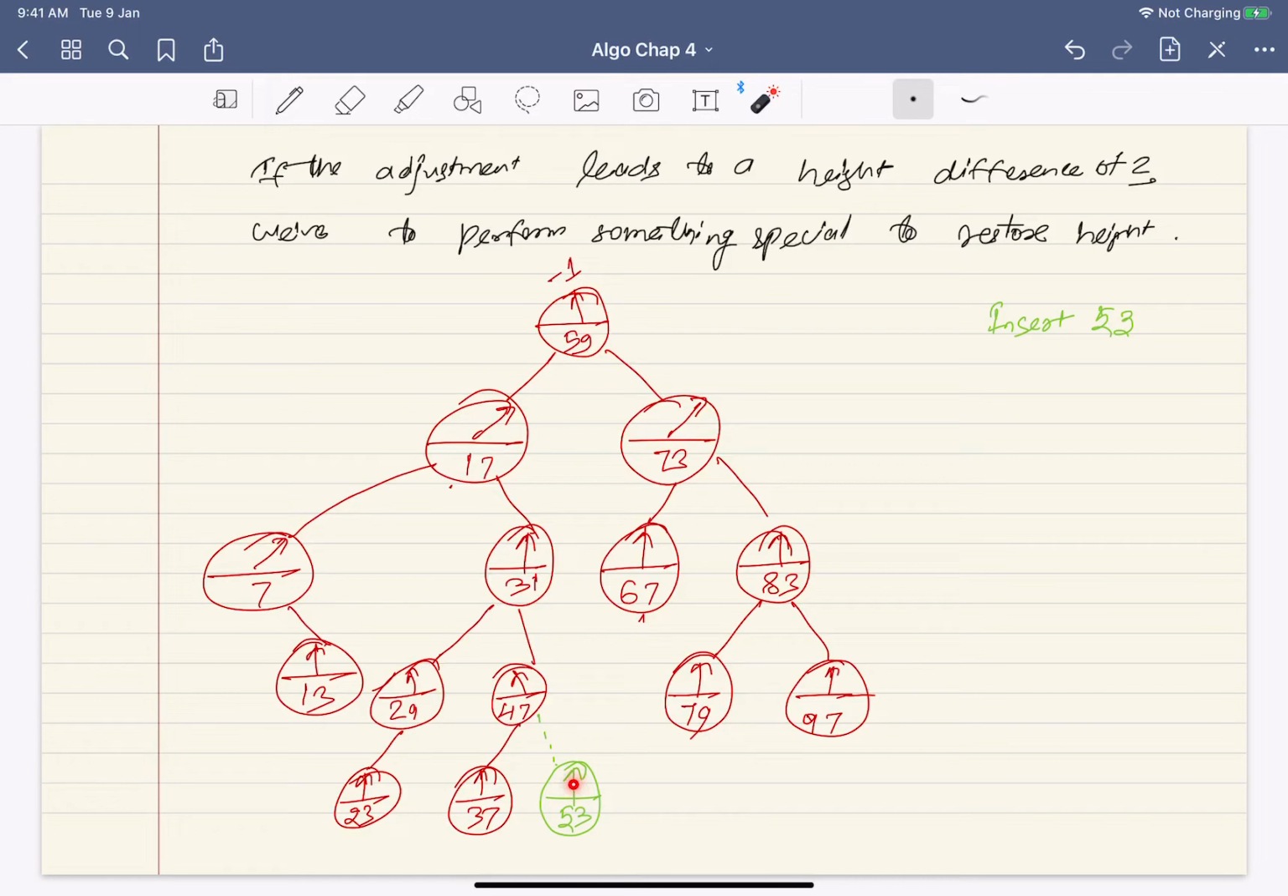But let's see. So you go up. So go up 47. 47's balance factor will change, right? This is now because the new node has been inserted, both children have the same height, so this will become balanced. Okay, now what will happen to its parent 31? So you see both the children have the same height. You don't have to change anything.